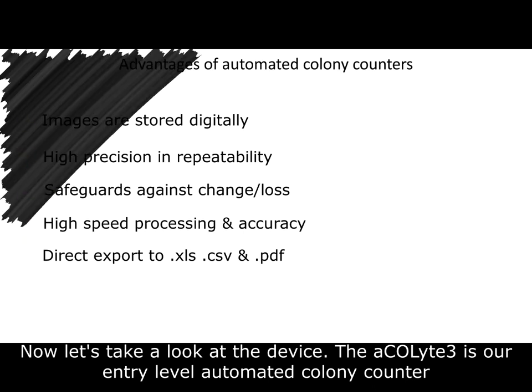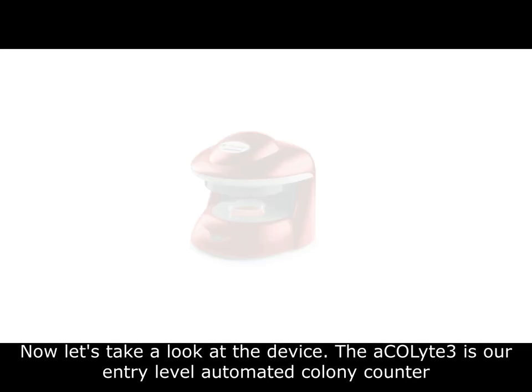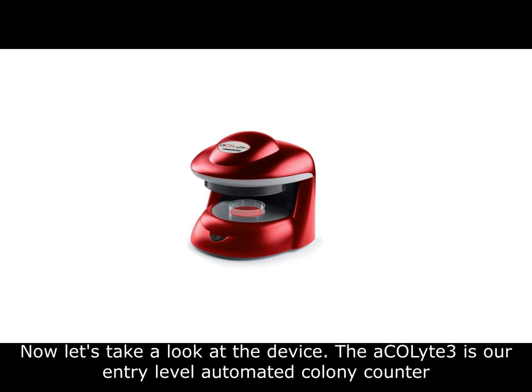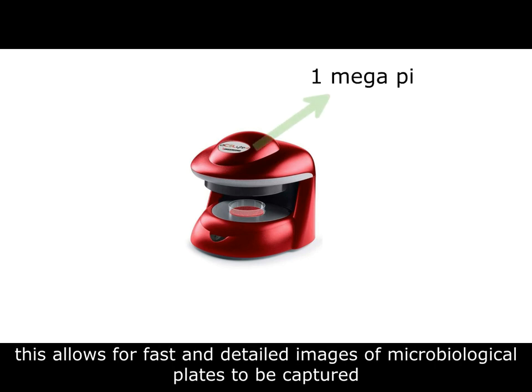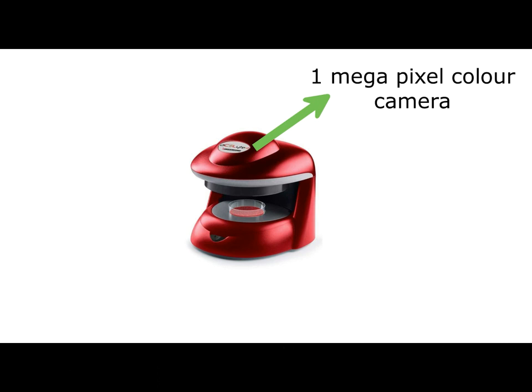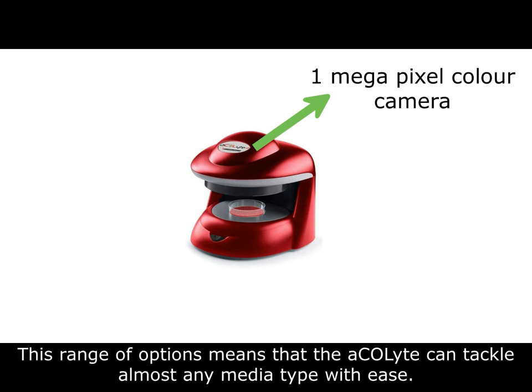Now let's take a look at the device. The aCOLyte 3 is our entry-level automated colony counter. It features a high-resolution 1-megapixel colour camera. This allows for fast and detailed images of microbiological plates to be captured. It has multiple lighting modes that can be cycled, and also two contrast plates. This range of options means the aCOLyte can tackle almost any media type with ease.